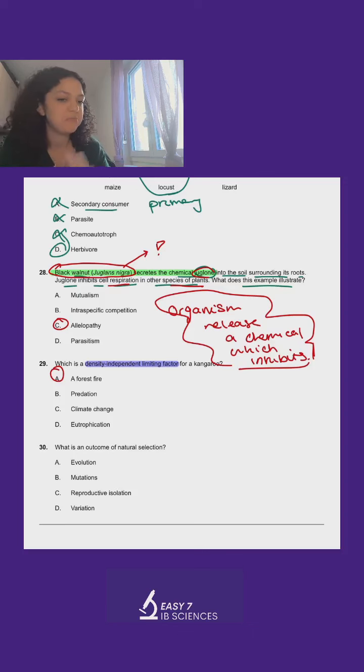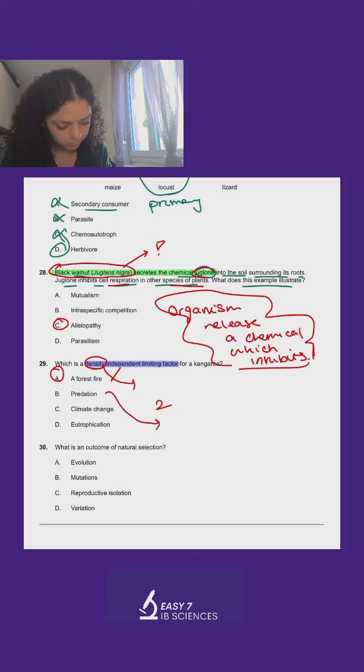So what's a density-independent limiting factor? A limiting factor is something that limits our population size. Think of population density. A density-dependent limiting factor depends on the population. Something that is density-independent does not depend on the population. So no matter the size of our population, this factor will affect it. It doesn't matter if there are 2 animals in my population, a forest fire is still going to limit this population. That's why A is correct.